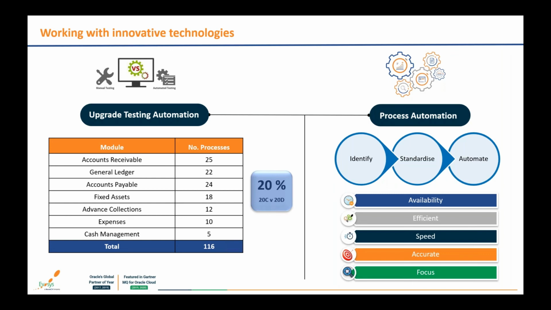So once we've done that, some of the benefits of automating those business processes are, firstly, around availability: once you've automated a process, it's available 24/7.